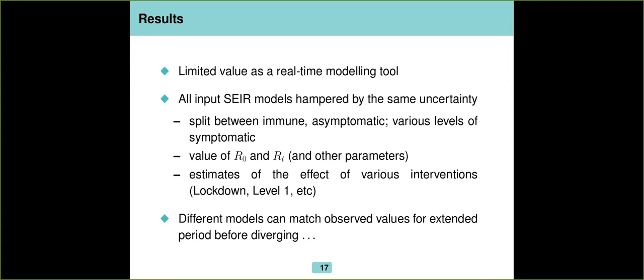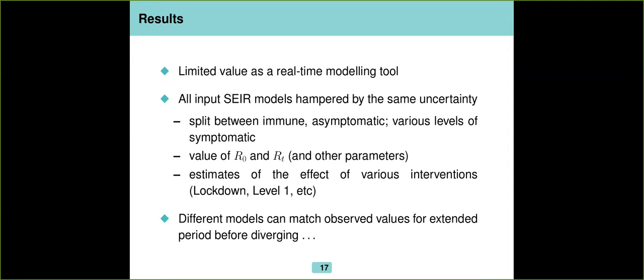There is a problem with the SEIR models generally, though. One of the key unknowns that you have to input into this model is the split between the people who are naturally immune, and we know there is that proportion because of previous variants of the coronavirus, people who are asymptomatic, and people who are at the various levels of symptomatic, whether mild or severe. There's variation in the value of R0 and RT, the initial rate of spread and the rate of spread over time. And there's uncertainty about the estimates of the effect of various levels of interventions, what the difference is between lockdown and level one and level two, et cetera.